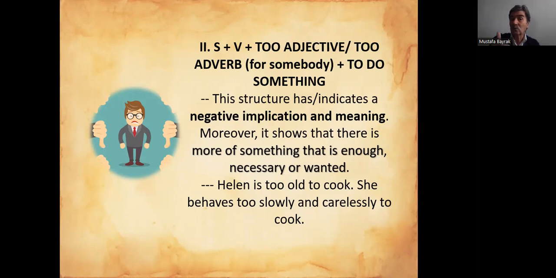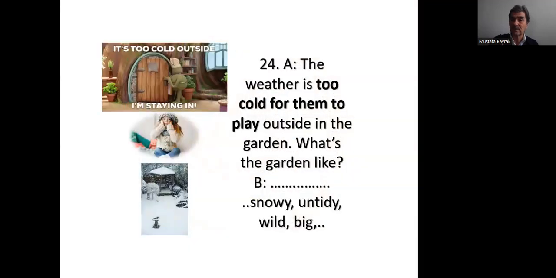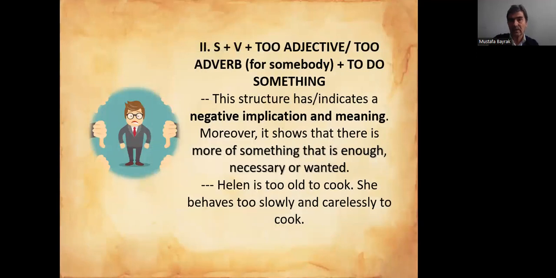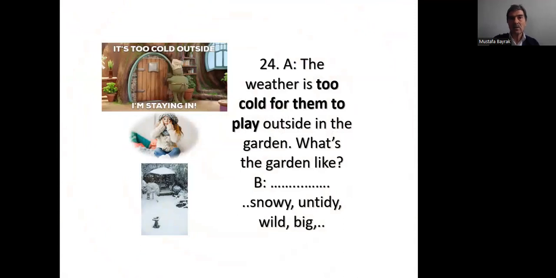Helen is too old to cook. She behaves too slowly and carelessly to cook. She behaves, she thinks, okay? She behaves too slowly to cook, too carelessly to cook. After the verb behave: she behaves too slowly to cook. But after the verb to be: Helen is too old to cook. Now, 24. It is too cold outside.